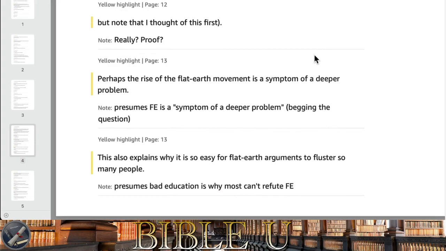Now, he says that he thought of something first here, and I read in the book, it says, when cornered on this matter, people generally respond with the observation that we have photos from space that clearly show a spherical Earth. However, flat earthers, he has a typo here, the flat earther, never mind, my vision's not so good today, almost certainly will respond that such photos can easily be faked. And he says, but note that I thought of this first. I don't think he can support that claim.